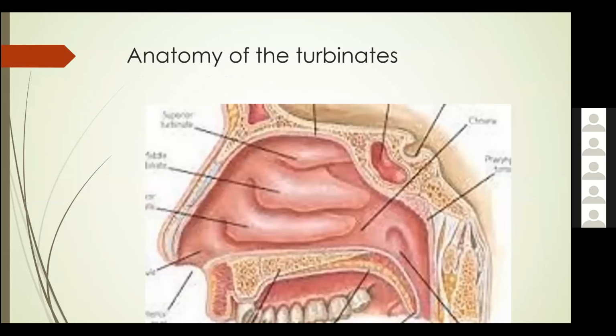So, the anatomy of the turbinates: if you were doing head and neck anatomy, you would have learned that the inside of the nose has what are known as mucosal folds, known as turbinates. Turbinates have two functions. They humidify the air, and they also moisturize it when you're breathing in.